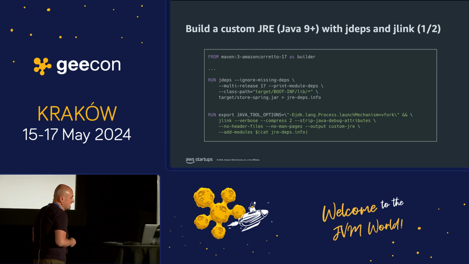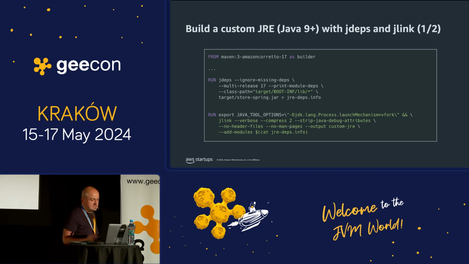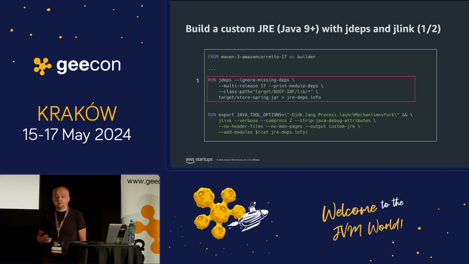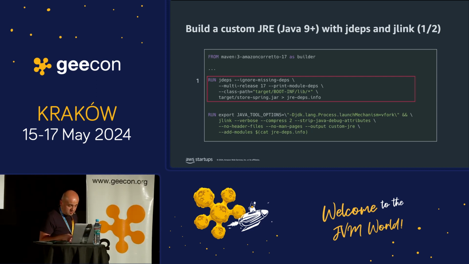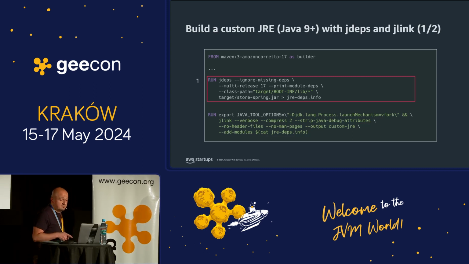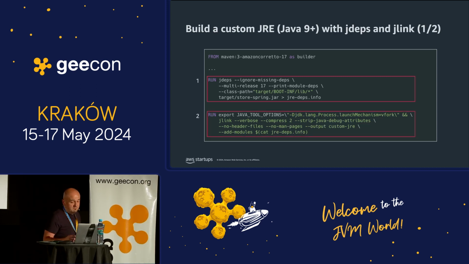Create custom JREs to deploy them in the cloud, if you consider the standard JRE too large. Again, a few basic steps. First of all, for your specific application, in this case the store string, you generate the list of your dependencies. And then once you have it generated, based on that, you create the custom JRE.